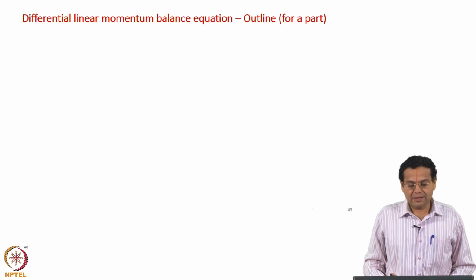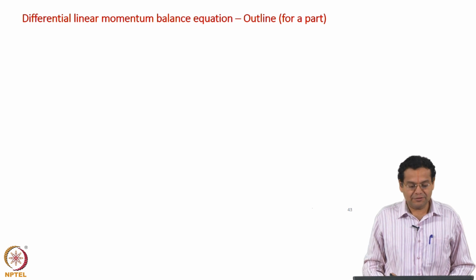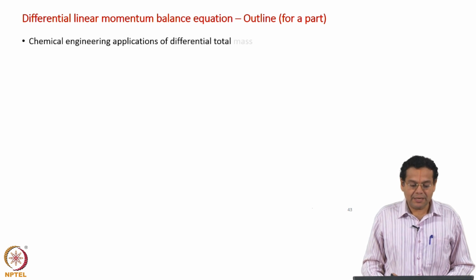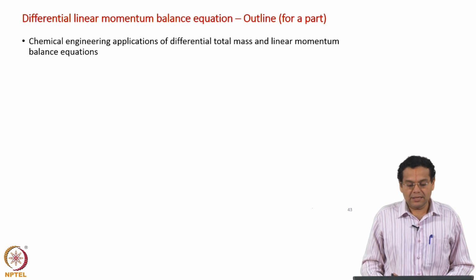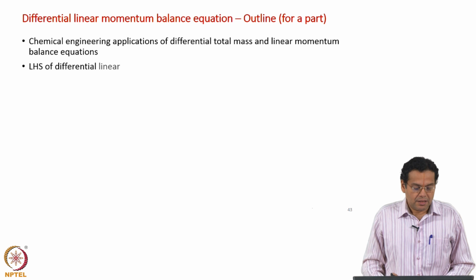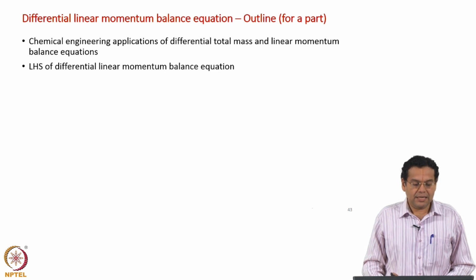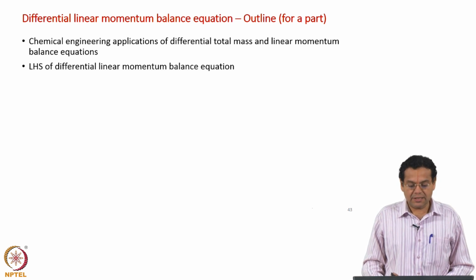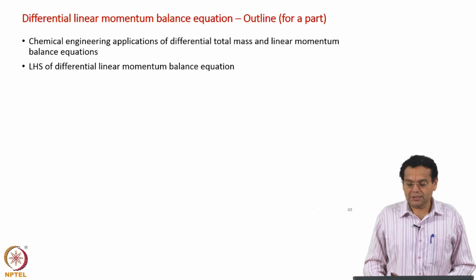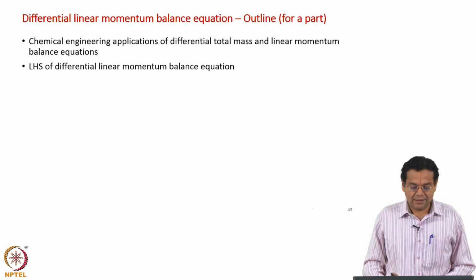We are in the first part of differential linear momentum balance equation. We have discussed a few chemical engineering applications of differential total mass and linear momentum balance equations. Now, we will derive the left hand side of the differential linear momentum balance equation. We will understand why we do only the left hand side as we go along.